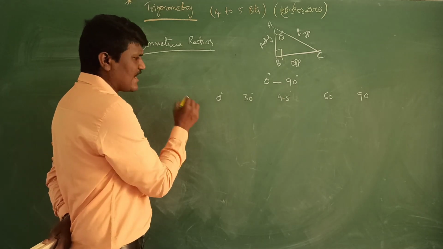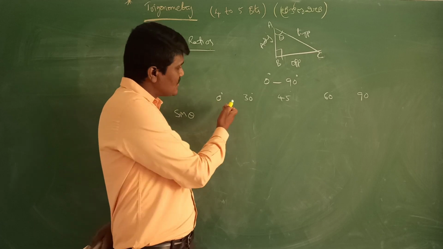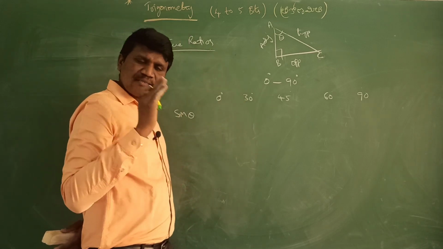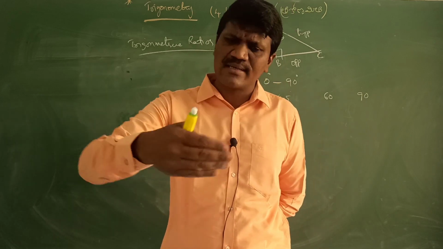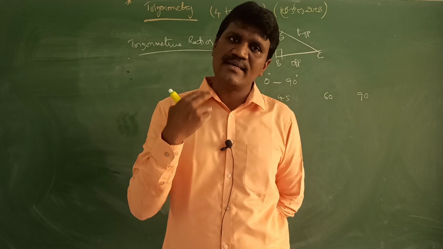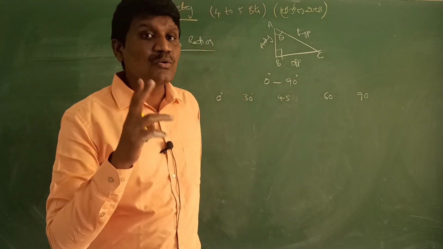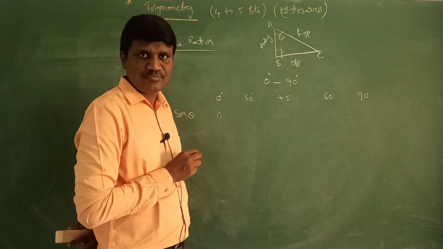Suppose sin theta. You should remember, students, these values are the most important. Sin, cos, tan, you remember these 3. Then you can easily write what cosec, sec and cot are. So for sin, what you remember is that sin 0 is always 0.